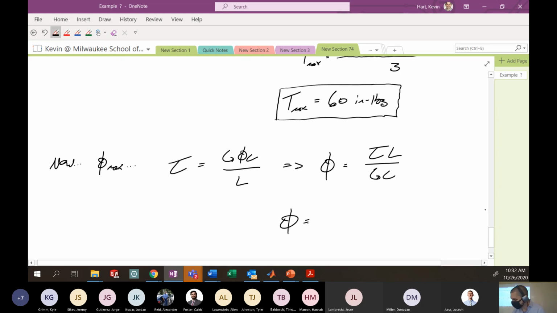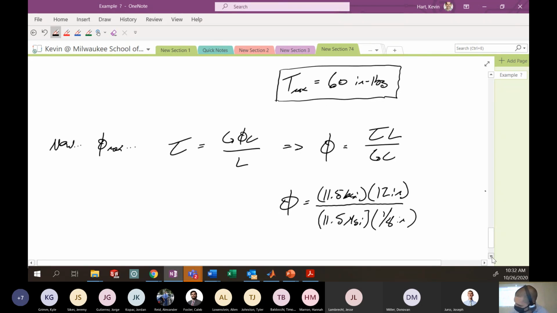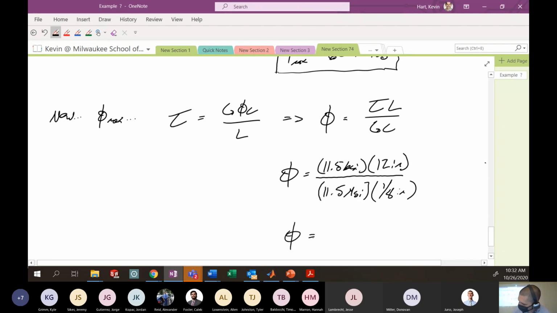All right, tau max here again, 11.5 KSI. The length into the page we were given as 12 inches. G, that's your shear modulus. It was given to us in the problem, 11.5 MSI. How convenient that those two things will approximately cancel. And times C, which is 1/8 inch. All right, so this angle of twist, you can handle 0.096 radians.